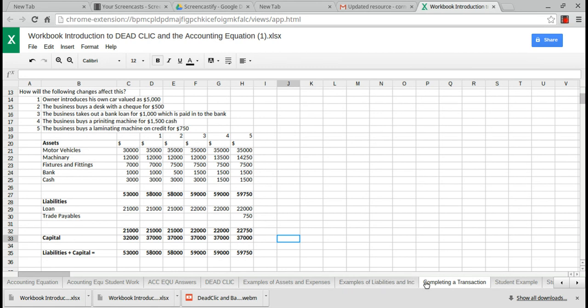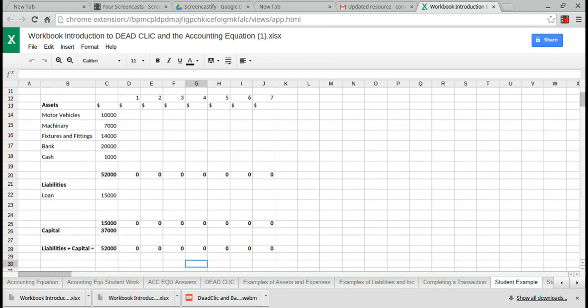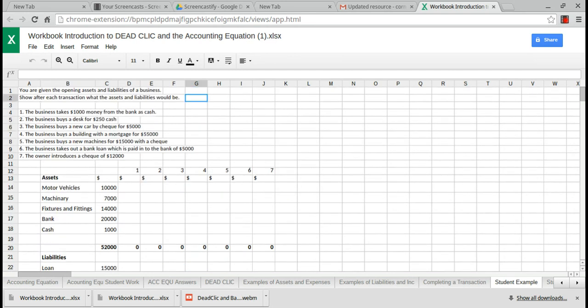Got an exercise for you to have a go at next. So if you look on the next page of the sheet here, we've got an example for you to fill in. So business starts off with assets and liabilities, and you've got 7 transactions to carry through.